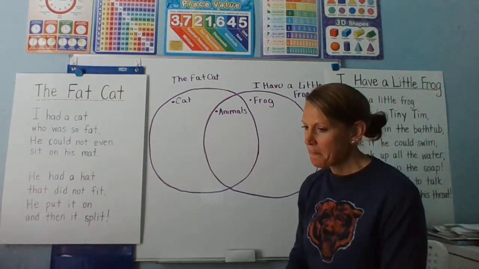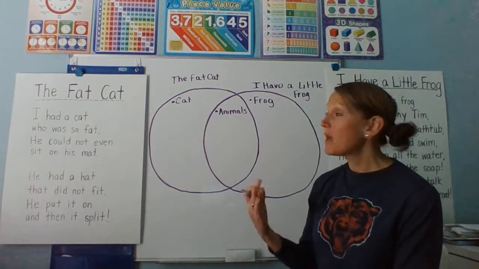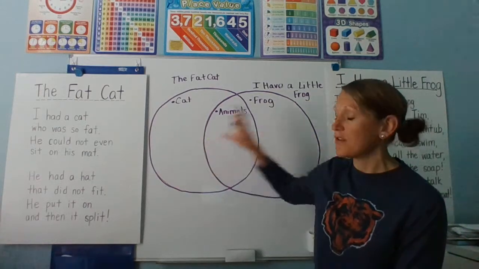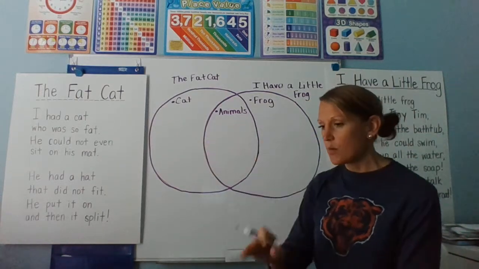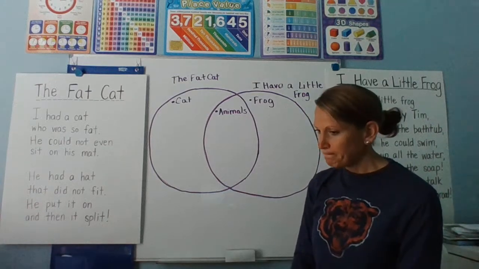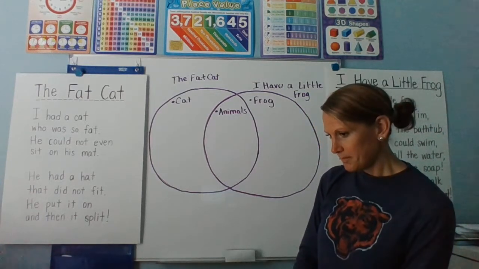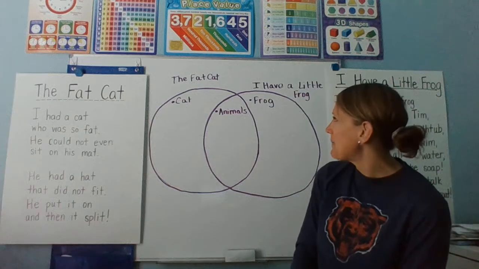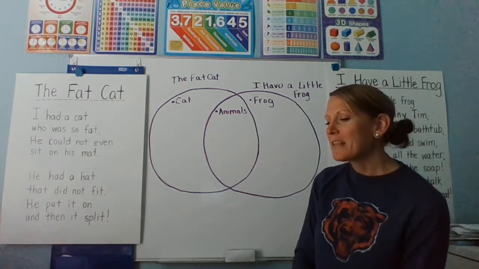How many bullets are we going to do? As many as we can come up with. That's the things that are different and things that are the same. So what do you have to share? I have reptile and mammal. Okay, reptile and mammal. Okay, how about anything different?